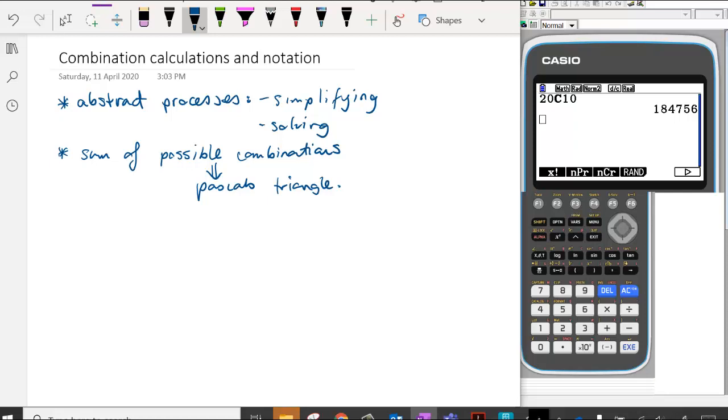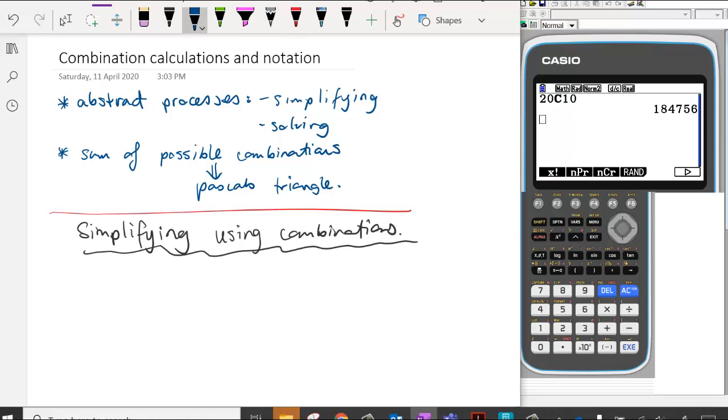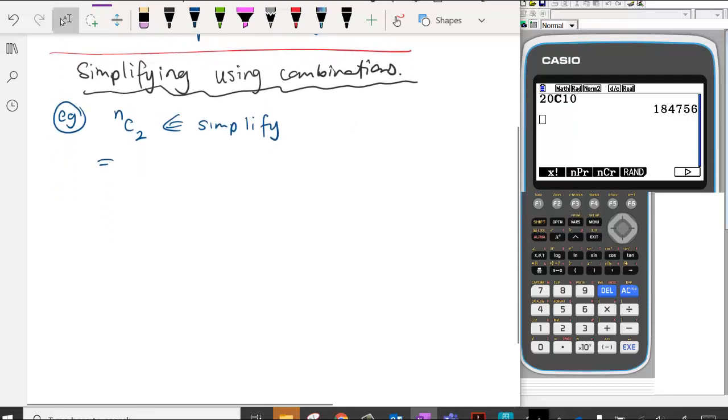Now, if you recall, we looked at how you can simplify using permutations. Now, the process is very similar. Again, we want to be able to cancel out related pieces of information. So let's say we're looking at something like nC2, and I want to simplify. Let's start by writing it out. So what we've got is n factorial on (n take 2) factorial and 2 factorial.